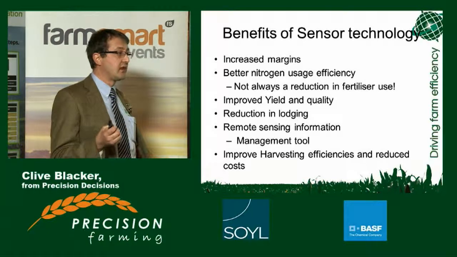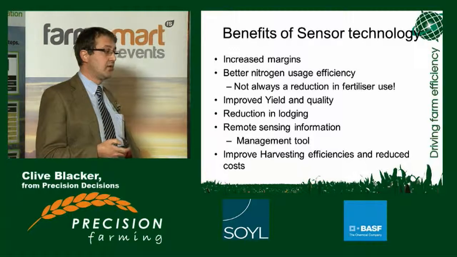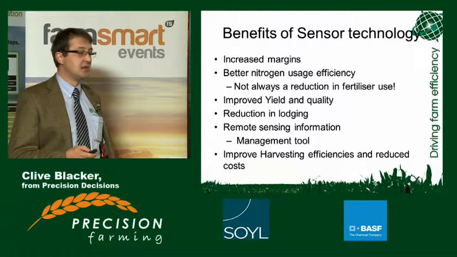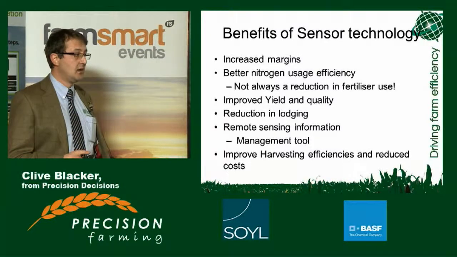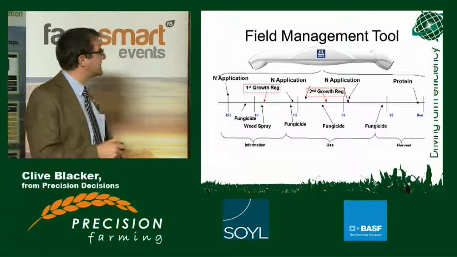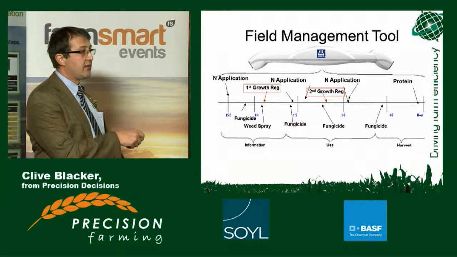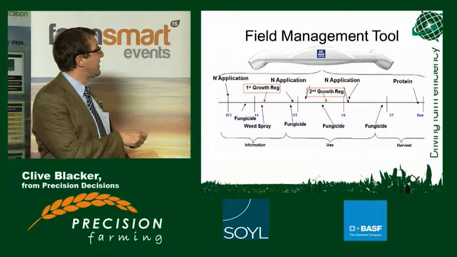We can reduce lodging, we can reduce disease, and we can look at remote sensing as a whole new management tool to improve our harvesting efficiencies and hopefully reduce all our costs. So if you think of the opportunities that you may have with a remote sensing device like N-Sensor, we've got calibrations already for nitrogen throughout the growing season.